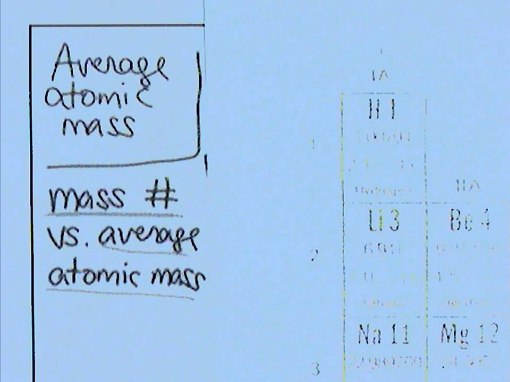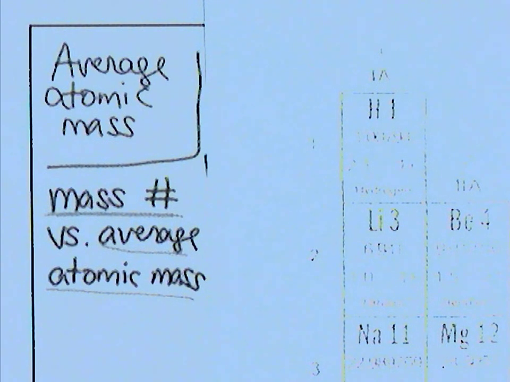Today we're going to be talking about the difference between average atomic mass and mass number. We've recently been talking about the atom and specifically individual atoms and where you can find the subatomic particles. And you guys know that inside the nucleus of an atom you can find protons and neutrons. And when you add those up, that's the mass number. And so that's what we've been using up to this point.